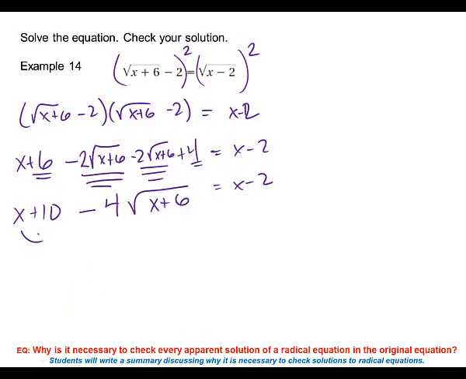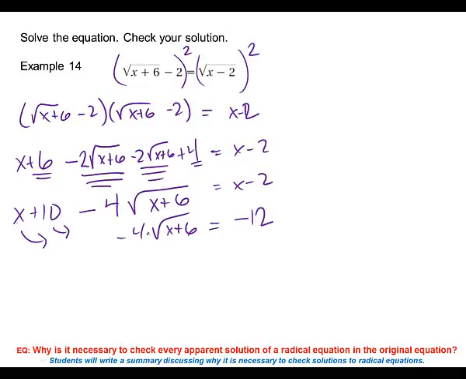All right, we've got to move these to the other side. So this is where we should be picking up from here. How do I move the x over? Subtract it. So what's x minus x? 0. So the x's go away, right? How do I move the 10? Subtract it. So negative 2 and negative 10 is? Good. So I have negative 4 square root of x plus 6 equals negative 12.